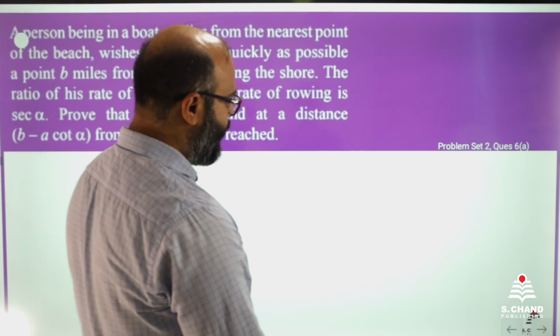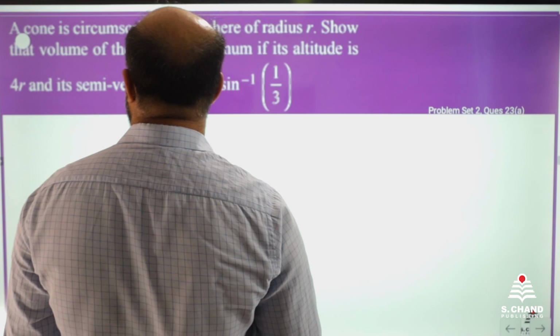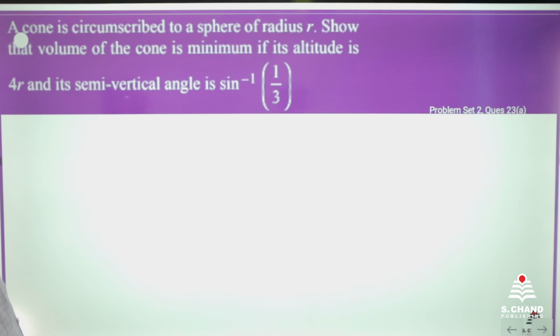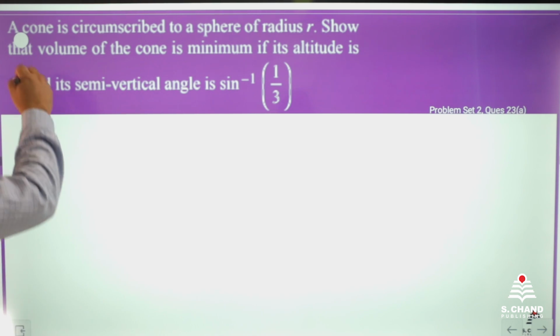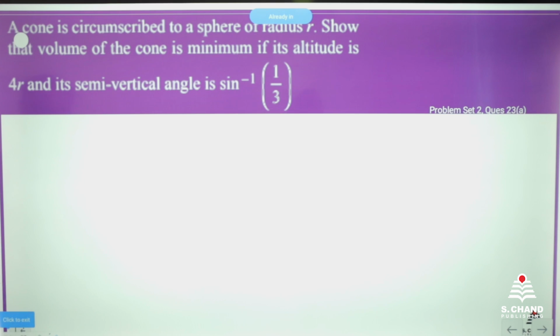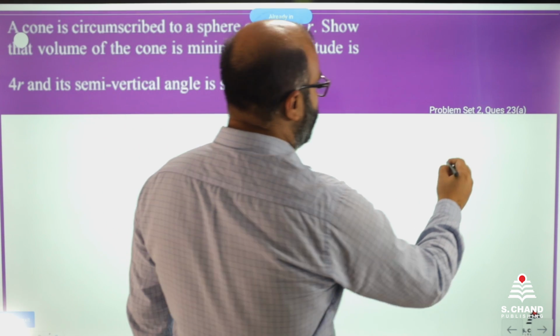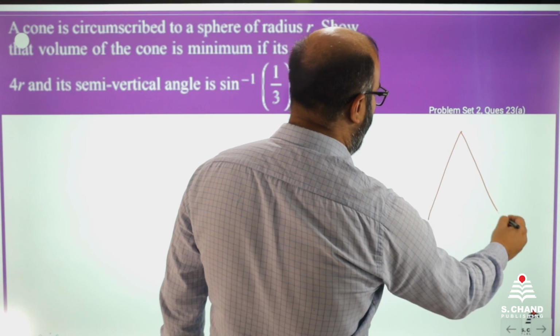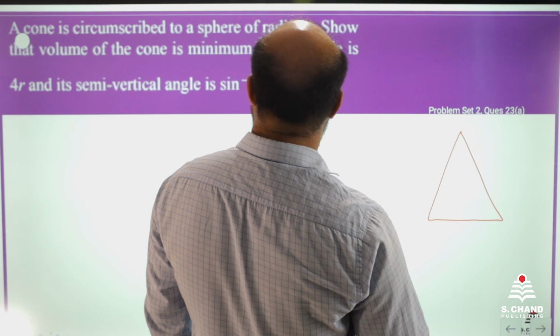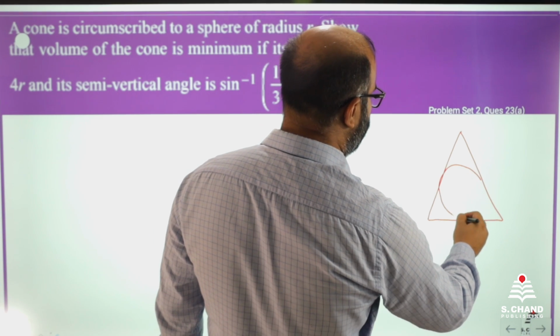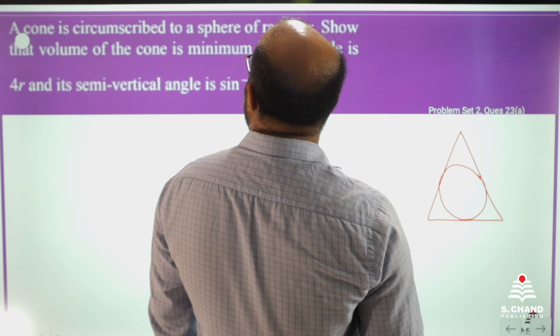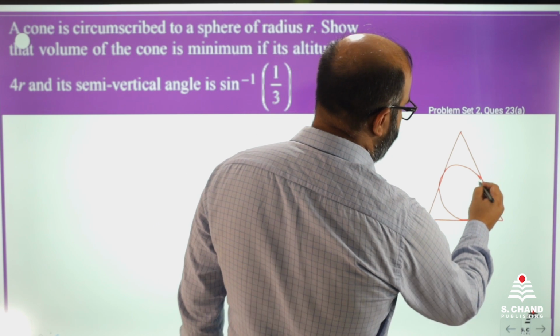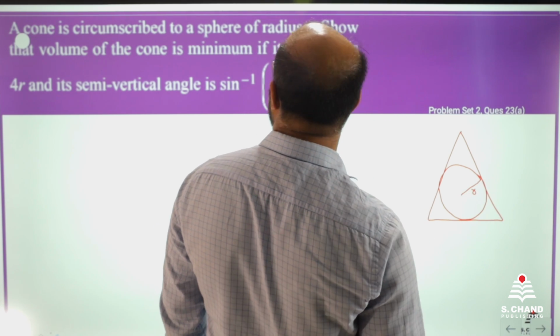Now let us come to the next question, students. A cone is circumscribed to a sphere of radius r. Show that the volume of the cone is minimum if its altitude is 4r and its semi-vertical angle is sine inverse 1 by 3. So it is something like this, that there is a cone and there is a sphere like this. Radius of the sphere is r. So this radius is r.